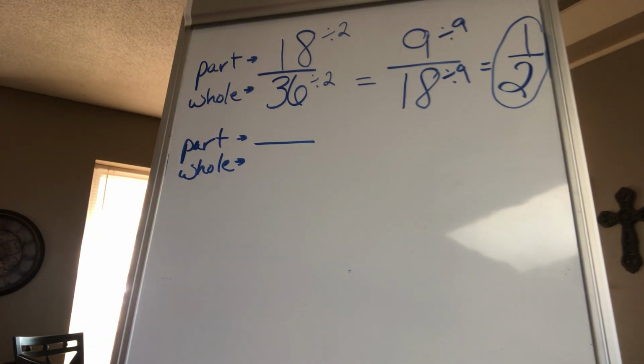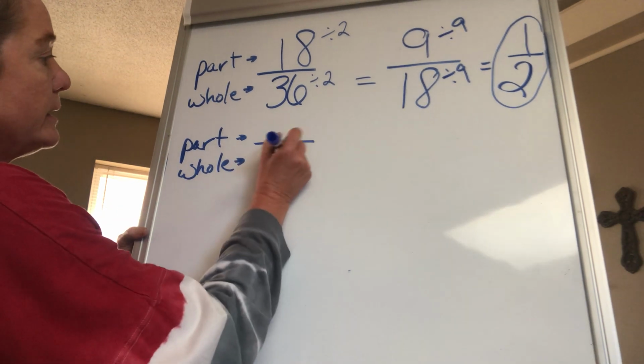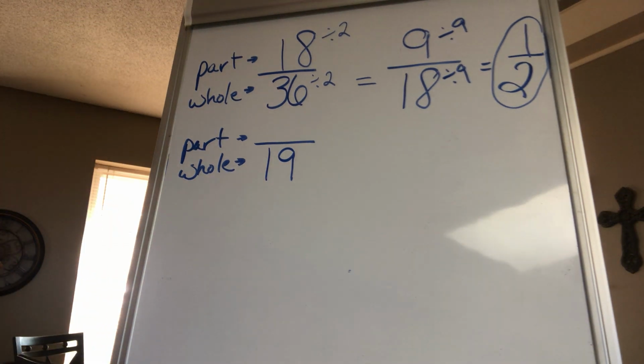Okay, the cardiologist had 19 appointments fixed for Tuesday. 5 appointments were canceled that morning. What fraction of patients kept their appointments with the doctor on Tuesday? So let's see, the whole number of appointments that he had for Tuesday was 19. And then my question asked me, what fraction of patients kept their appointment?